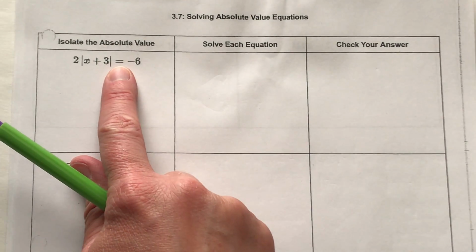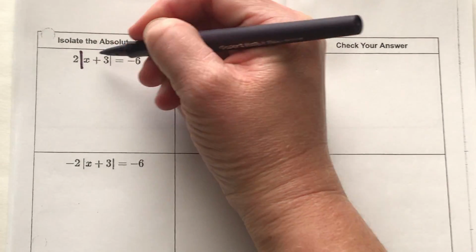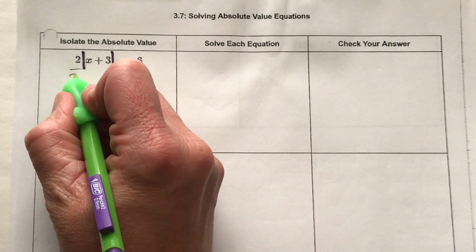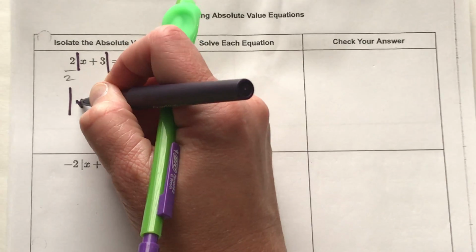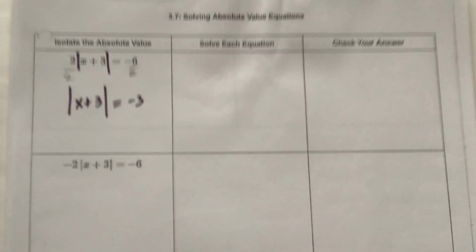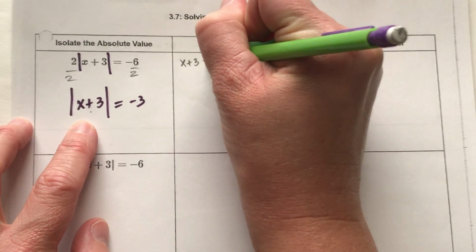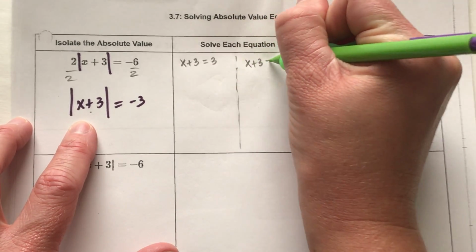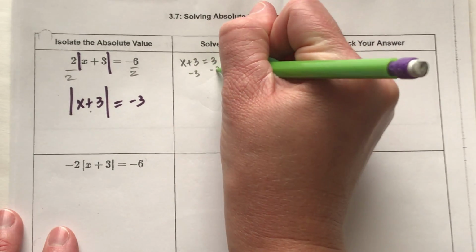So for this equation, what I'm going to start with is isolating my absolute value bars. So I need to get rid of that 2 in the front, and I'm going to divide that 2 out. So now I have my absolute value bars, my x plus 3, set equal to negative 3. So what was inside here, my x plus 3, could have been 3, or my x plus 3 could have been negative 3. Okay, so now when I solve, I'm going to subtract 3.